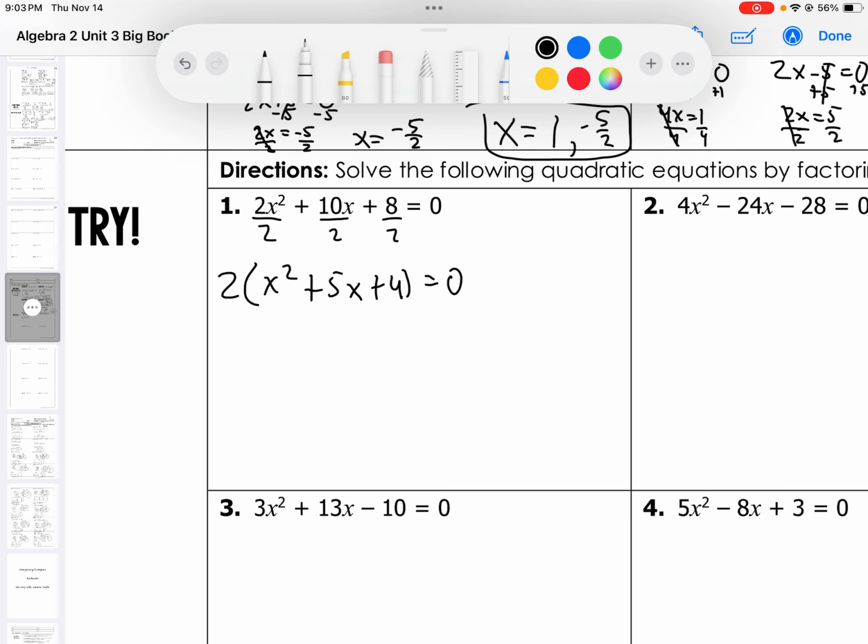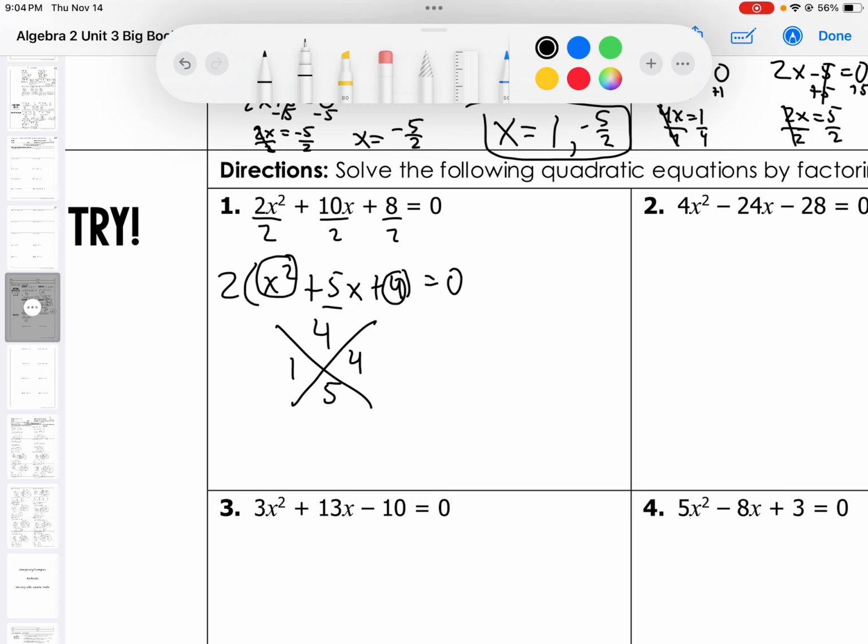Now that I have taken out the greatest common factor, I have just x squared as the first term in the parentheses. So I can factor this by using just the x method. I don't need the box to go with it. The last number, 4, goes on top, and the middle number, 5, goes on bottom. So that means I'm looking for numbers that multiply to 4 and add to 5. Those would be 1 and 4, because 1 times 4 is 4, and 1 plus 4 is 5.